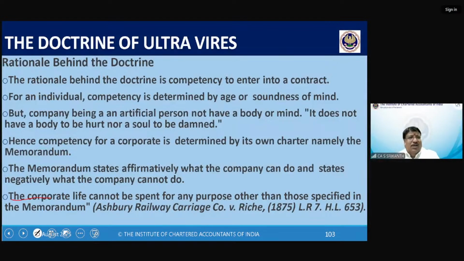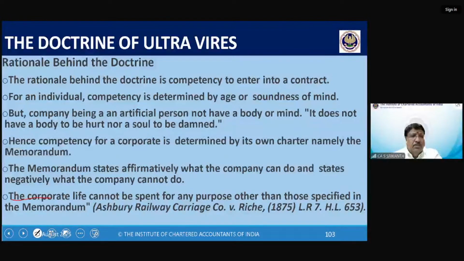It's a gradual progression. Don't worry. You have a lot of time. Sixty is also not enough. It will take more time. But that is where we are all going. So human beings' purpose is not restricted to a memorandum. It is beyond. You can do anything you want with your life. Now, the rationale is competency to enter all that I have explained to you.